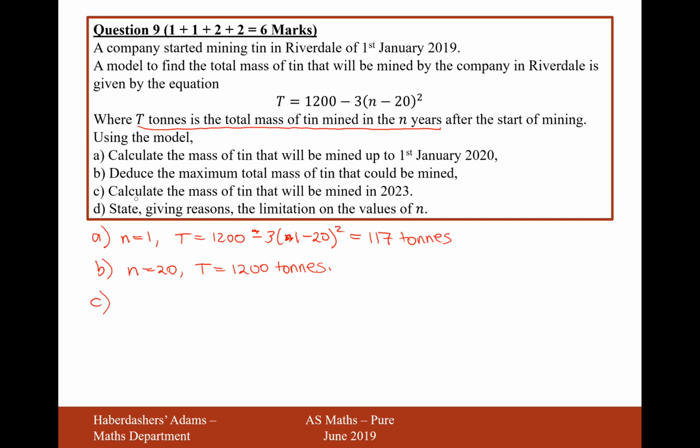Moving on to part C, calculate the mass of tin mined in 2023. Well, for this, what we're going to have to do is work out the total mined up to the 4th year minus the total mined up to the 3rd year, because when we plug in n equals 4, that will give us 2023. That will give us all the tin mined up to 2023, but then we'll have to take away the total amount of tin mined up to 2022 to get just what's mined in 2023. So if we plug n equals 4 and n equals 3 in and find the difference, then that's going to be 93 tons.